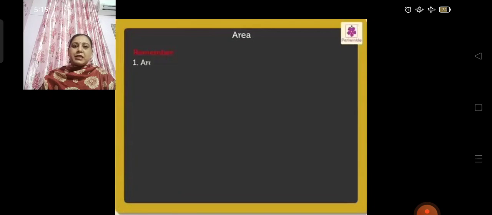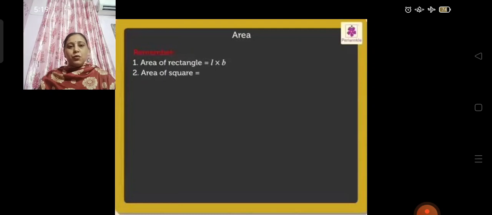Now here we can say that we are able to find the area of a rectangle as length into width and the area of a square as side into side.